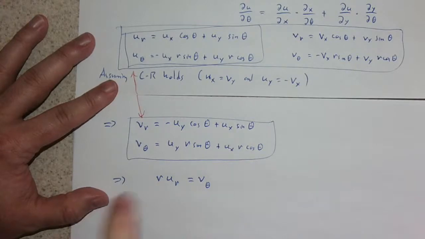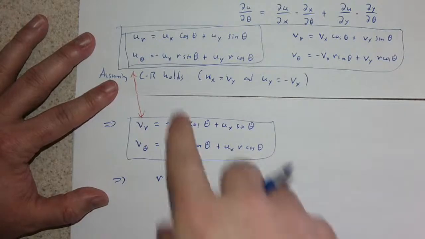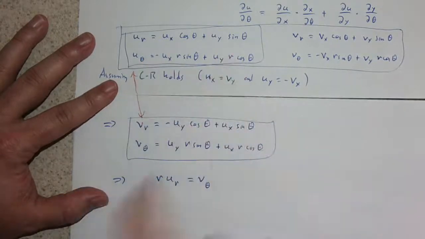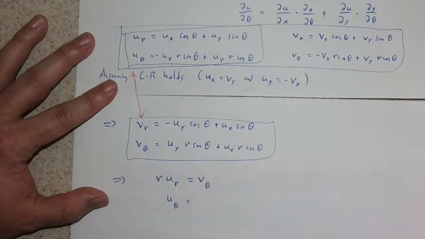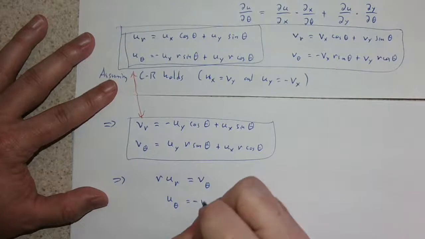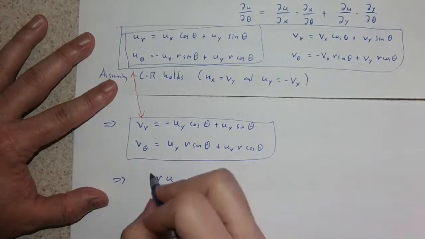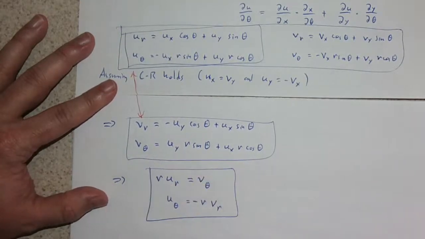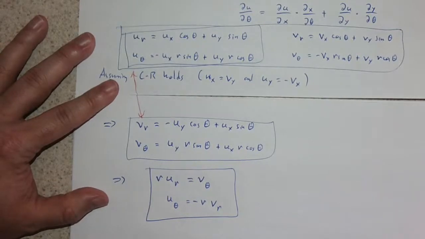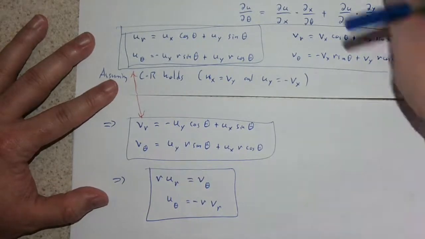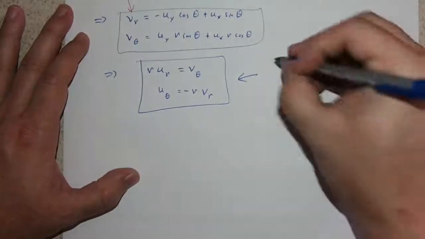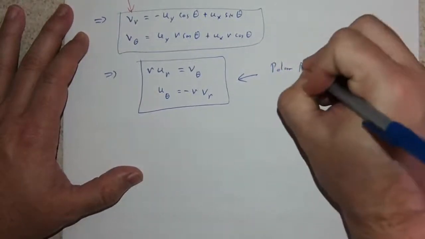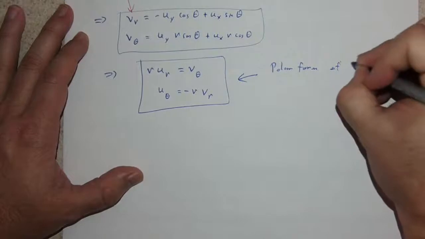Well, there's just a minus sign, but this has an r and this one doesn't, right? And so u sub theta is equal to minus r v sub r. Okay. What is this then? What are these? This is the polar form of the Cauchy-Riemann equations.